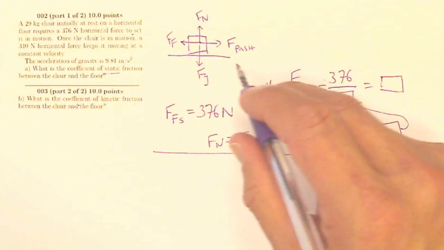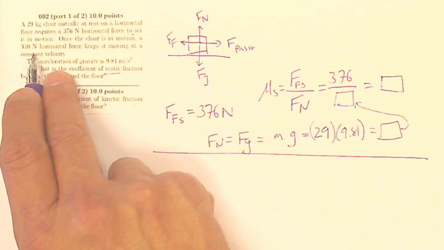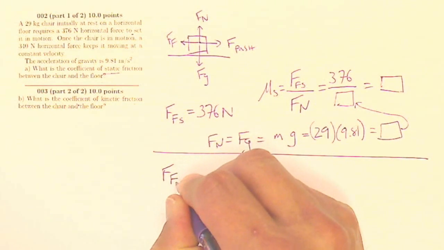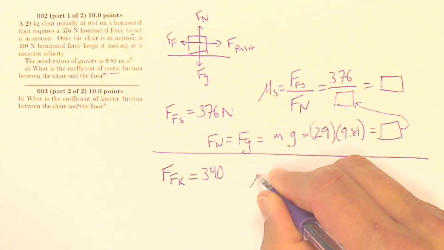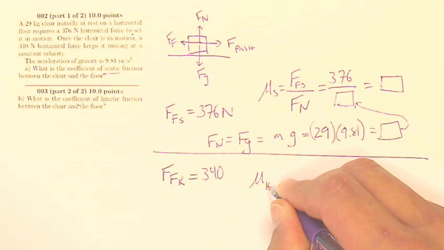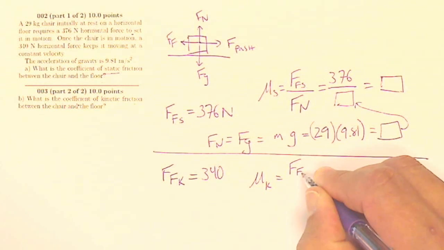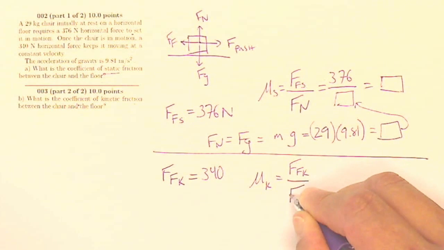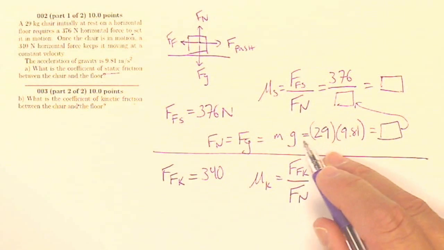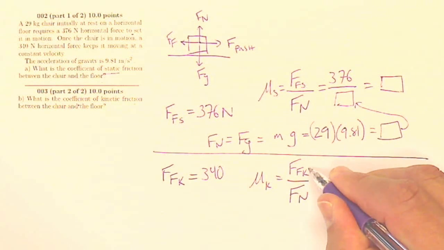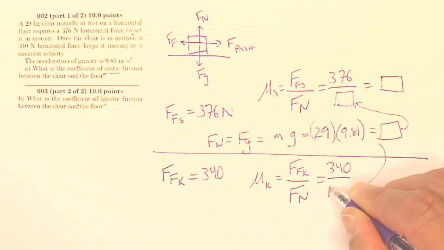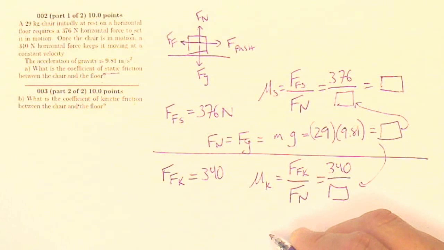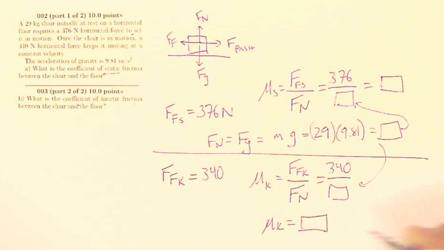Otherwise, it would accelerate. So in this case, if it takes 340 newtons, I know that my force of friction kinetic is going to be 340 newtons. So my coefficient of kinetic friction is going to be my force of friction, which is kinetic, divided by my normal force. Well, I've already figured out my normal force. This shouldn't change. And my force of friction kinetic is 340. So now I've got 340 over this same normal force, and that is going to give me my coefficient of kinetic friction. And that is my answer to that problem.